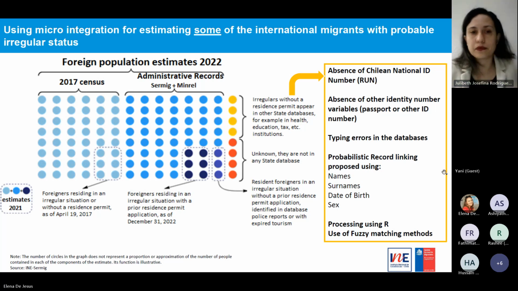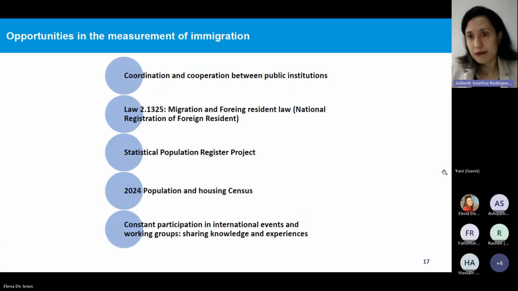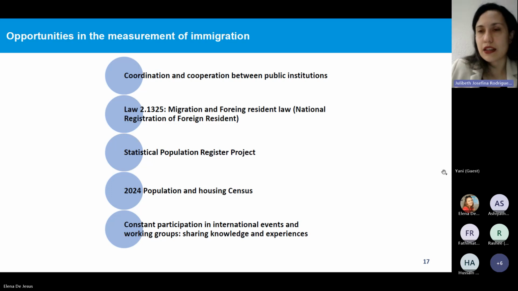Next, please. Ending my presentation, I'm on the last slide. I want to refer to the window of opportunities that we have regarding migration statistics in our country. Because besides the limitations, we are very proud of having this number and this coordination of institutions.